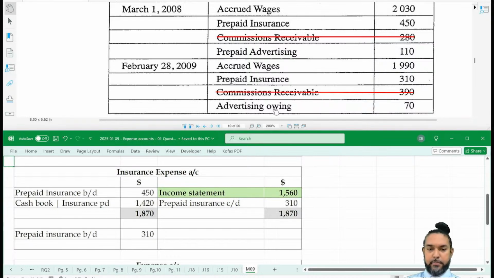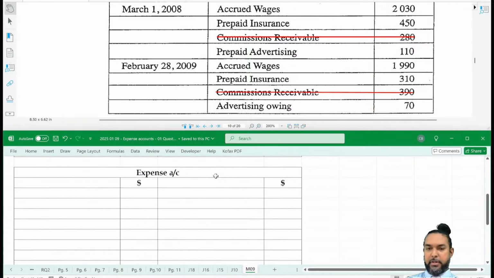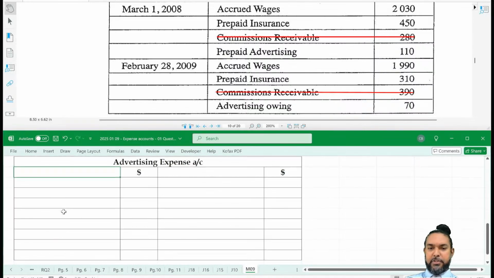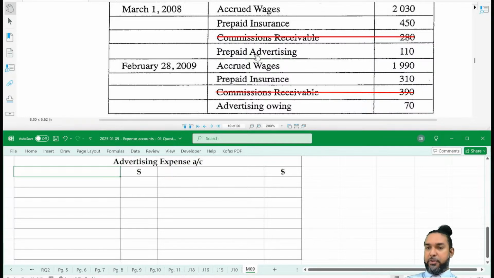All right. So let's do this one and then call it a day. Advertising expense. Okay, so this one again will be a little different because we started off with a prepaid balance and ended with an accrued balance.